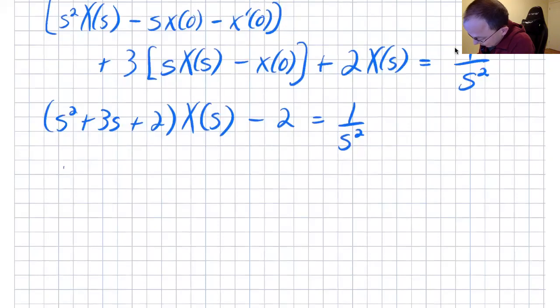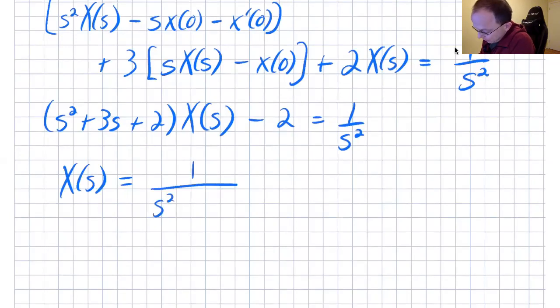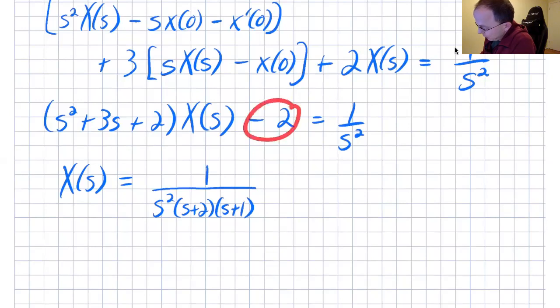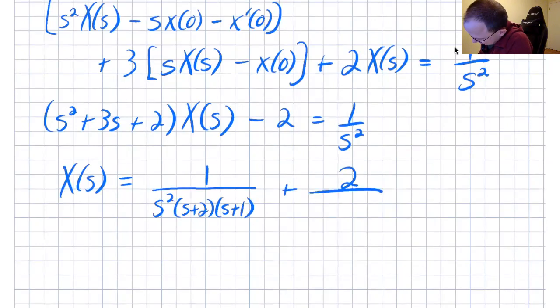Okay, so x of s is equal to 1 over s squared, and then I'm going to factor this. We know the factors. It's s plus 2 times s plus 1. So there's that term. And then we're going to move this minus 2 over here. So that will be a plus 2 over s plus 2 times s plus 1.